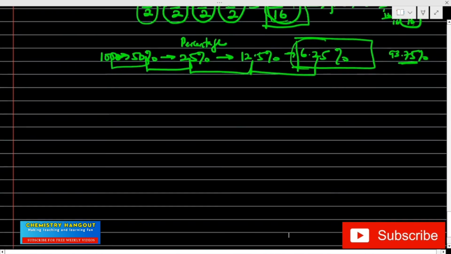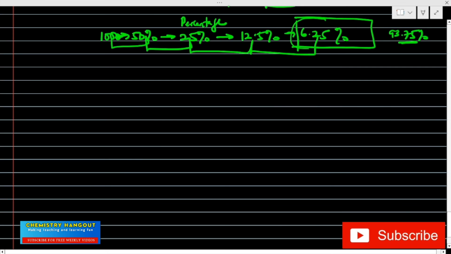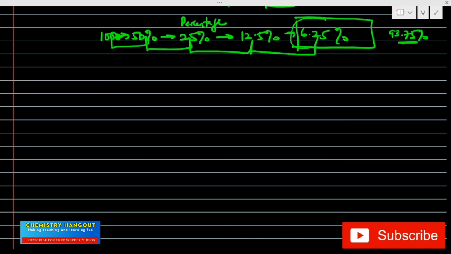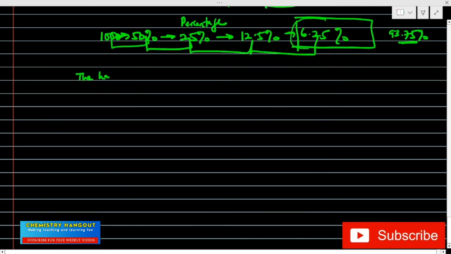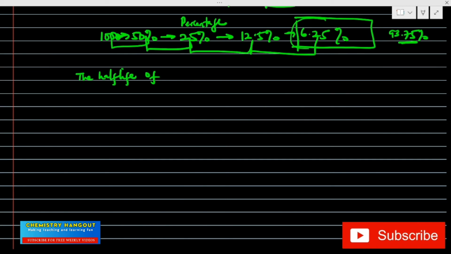Let me take this last one. Then just take your time to solve questions on your own. This is the last example. So let me do this. They said the half-life of a radioactive element is 3 seconds.